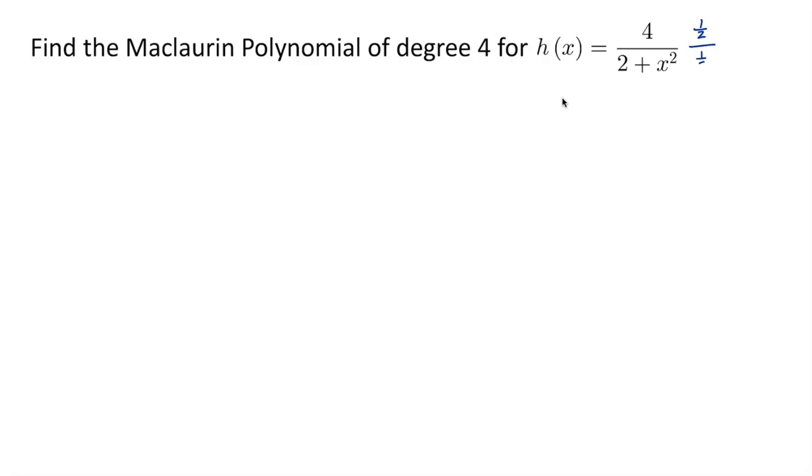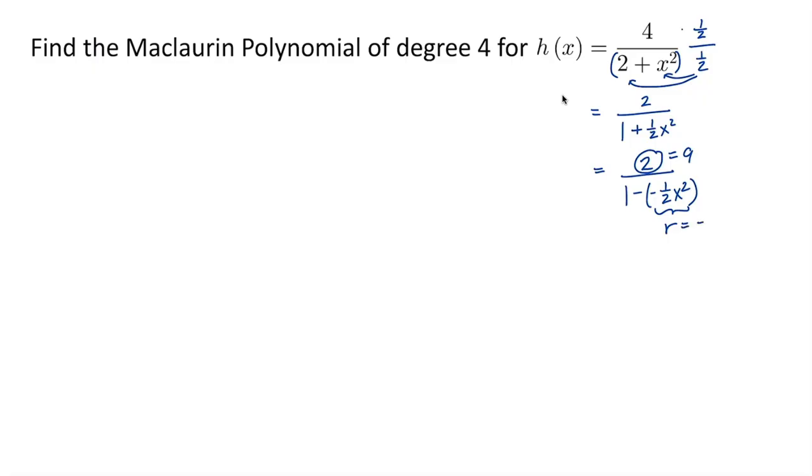So if we multiply the top and bottom by half, what's going to happen is 4 times a half is 2, and then this 1/2 will distribute over here. So we're going to have 1 plus 1/2 x squared. Now it still doesn't quite have the form a over 1 minus r. I'm going to rewrite it as 2 over 1 minus -1/2 x squared. So now our a value is 2, and our r value is -1/2 x squared, or another way we could write it is -x squared over 2.